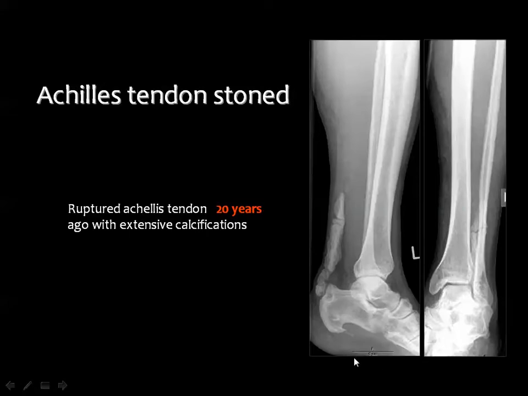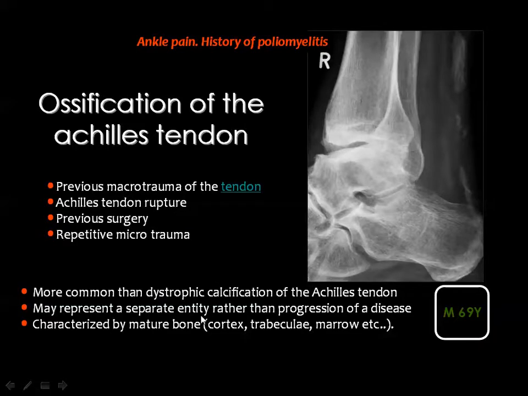And if the Achilles tendon has ruptured many years ago, the site of the Achilles tendon may develop a dystrophic calcification, which may be later on transformed into bone. And this is known as a stoned Achilles tendon, which means that there is a long time passed since the rupture of the tendon.